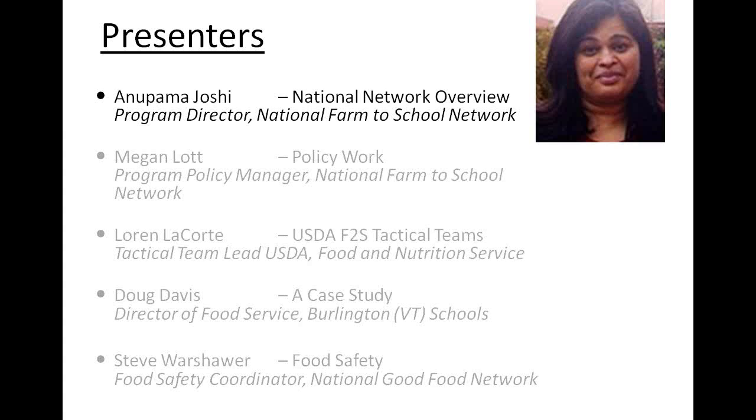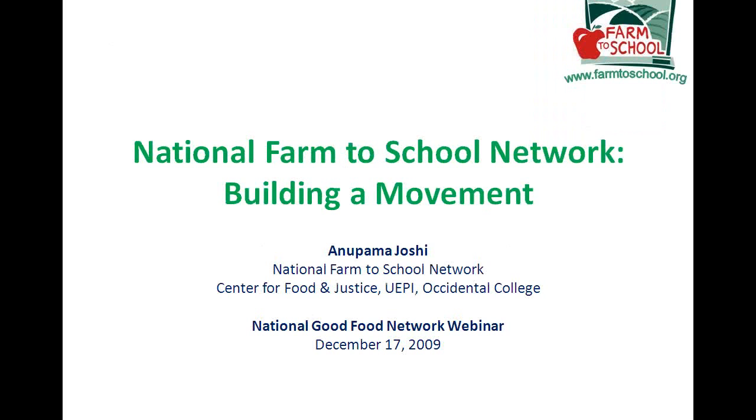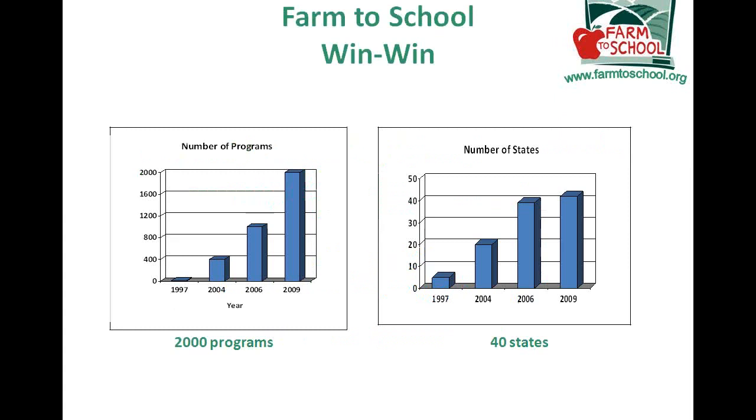So to get started, just wanted to mention that the National Farm to School Network is a collaborative project, and it's a project that is led by the Center for Food and Justice, which is based at Occidental College, and the Community Food Security Coalition, which is a national membership-based organization. Can I have my first slide up, please? Thank you.